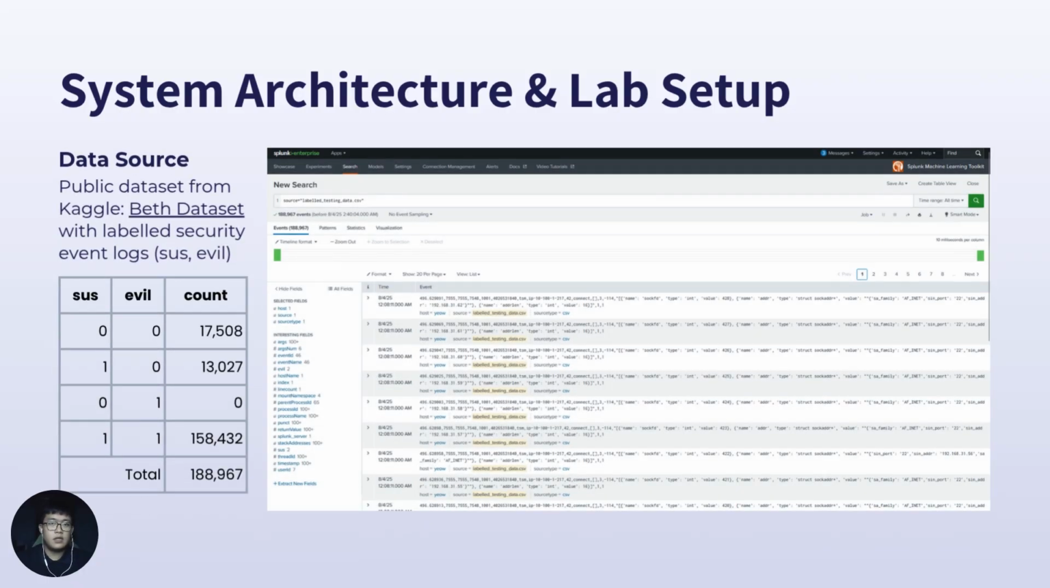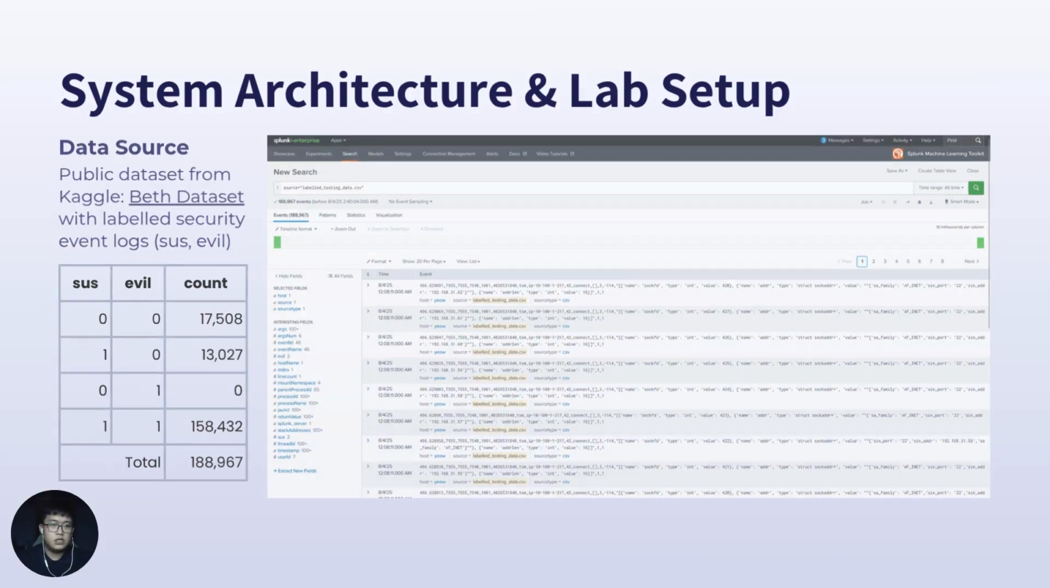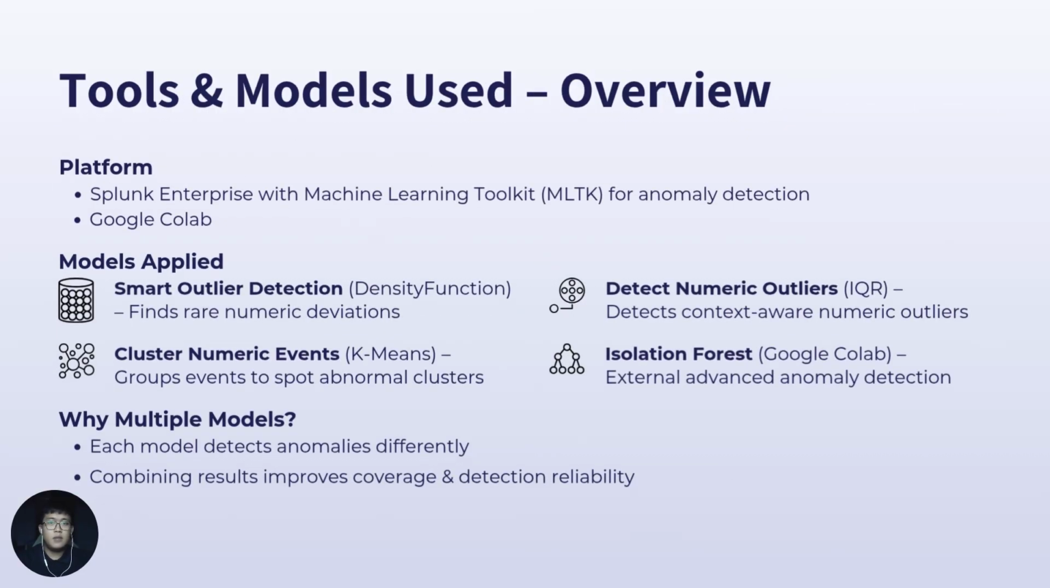Here is a view of the dataset I used. It has labels like sus to denote suspicious logs and evil to specify malicious logs. The Splunk MLTK provided density function, k-means, and IQR detection. Isolation forest wasn't built in, so I used Google Colab to run it externally. Using multiple models helped me compare strengths and weaknesses.